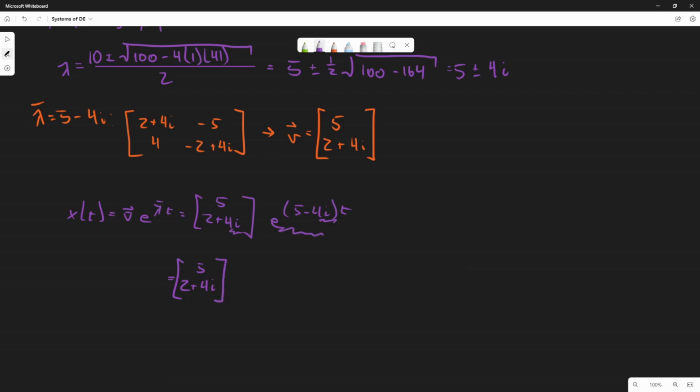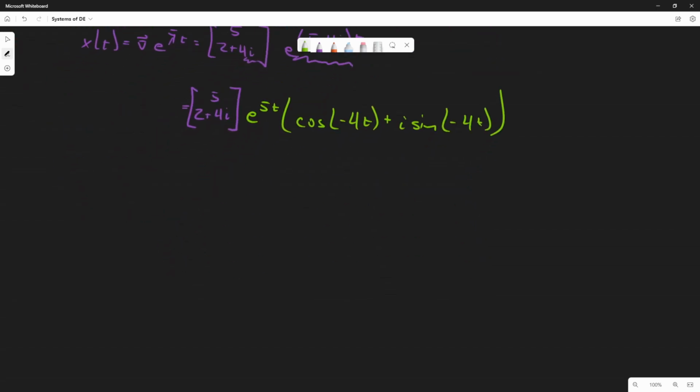And then we are going to expand this using Euler's formula. So this becomes e to the 5t, all multiplied by cosine negative 4t plus i times sine negative 4t. We are now going to multiply all of this and hope that we don't make some algebraic error. And this is going to be so much fun. So let's go ahead and get to it.